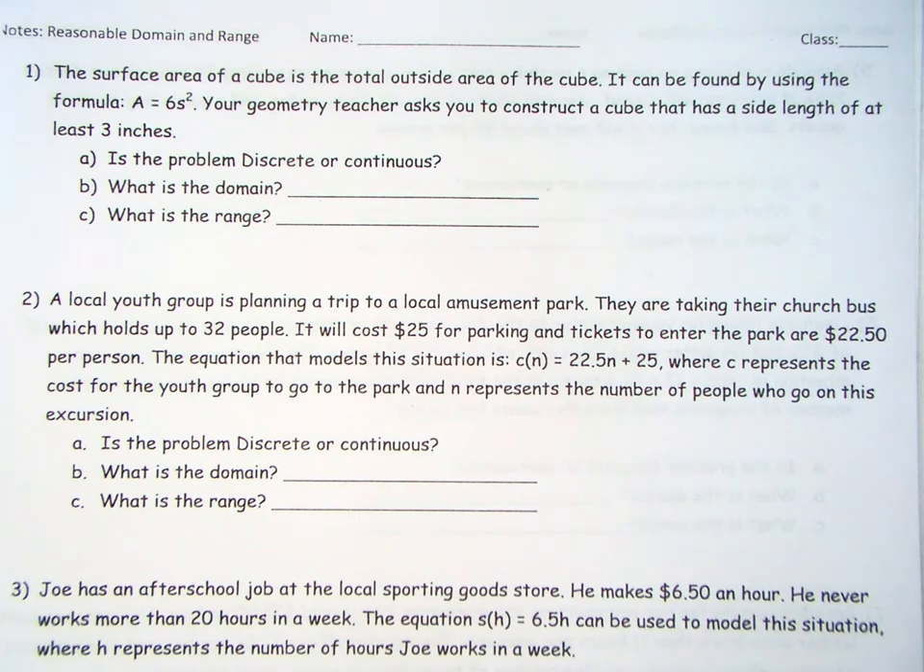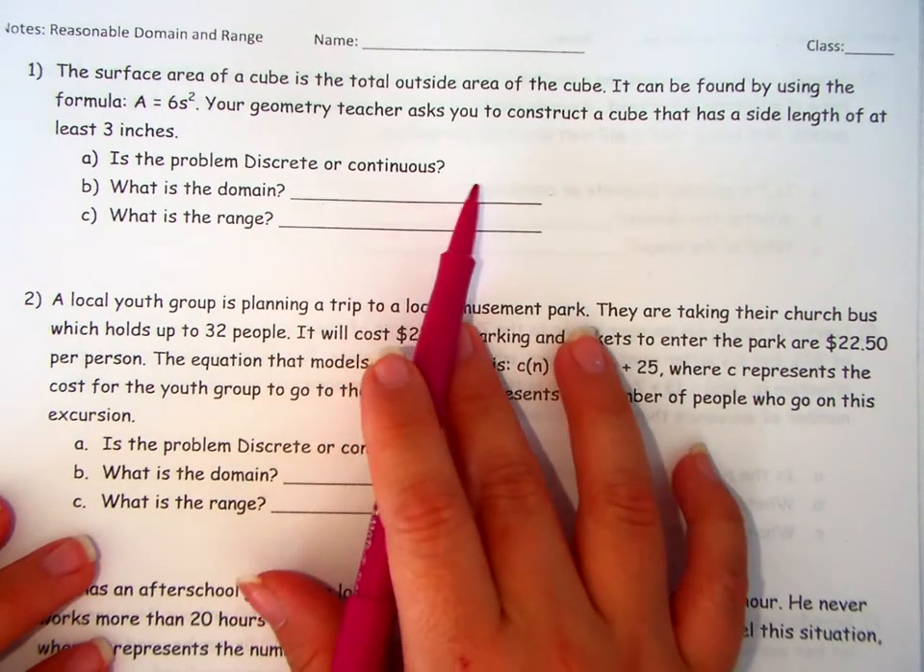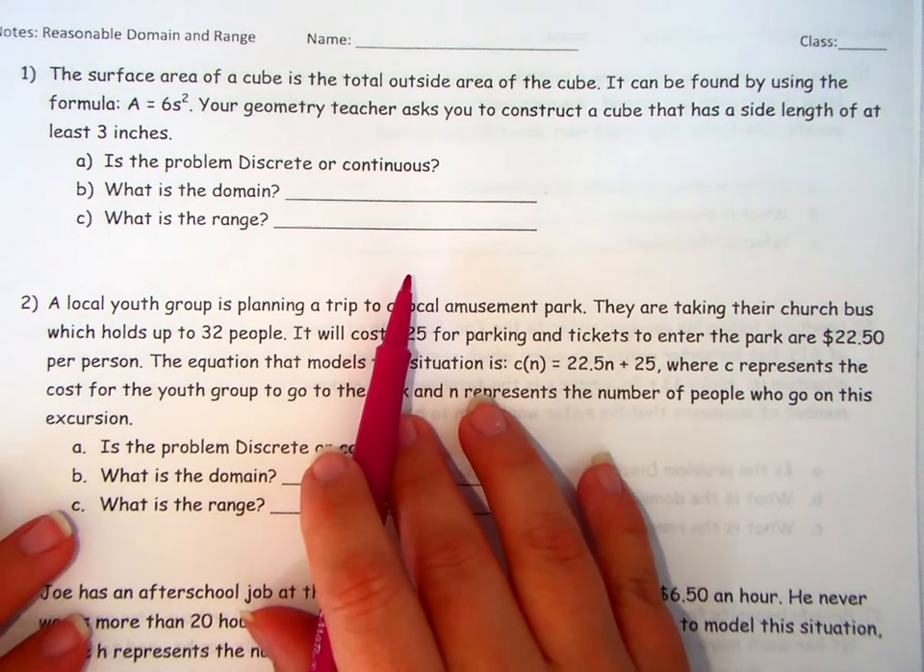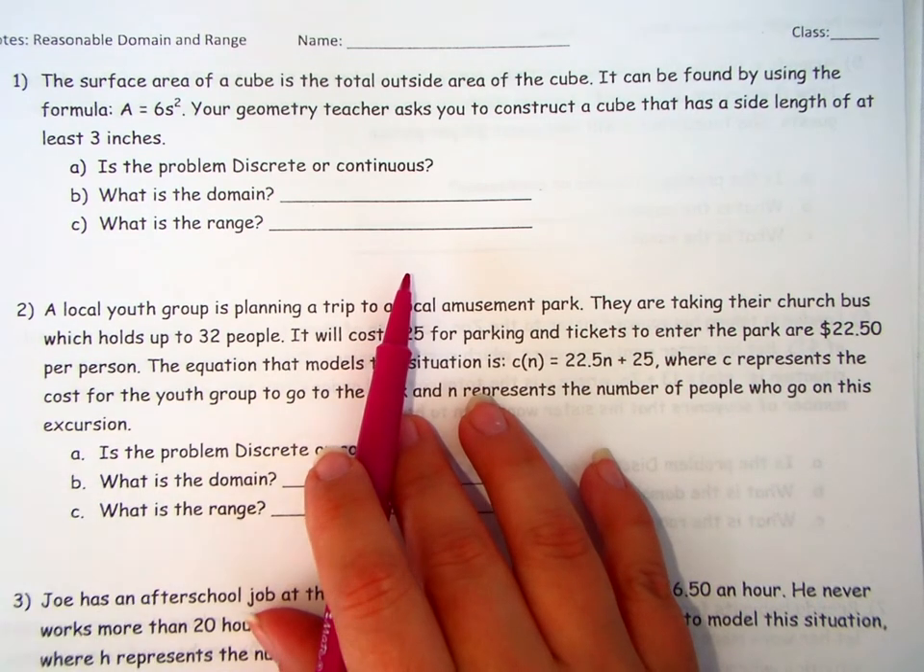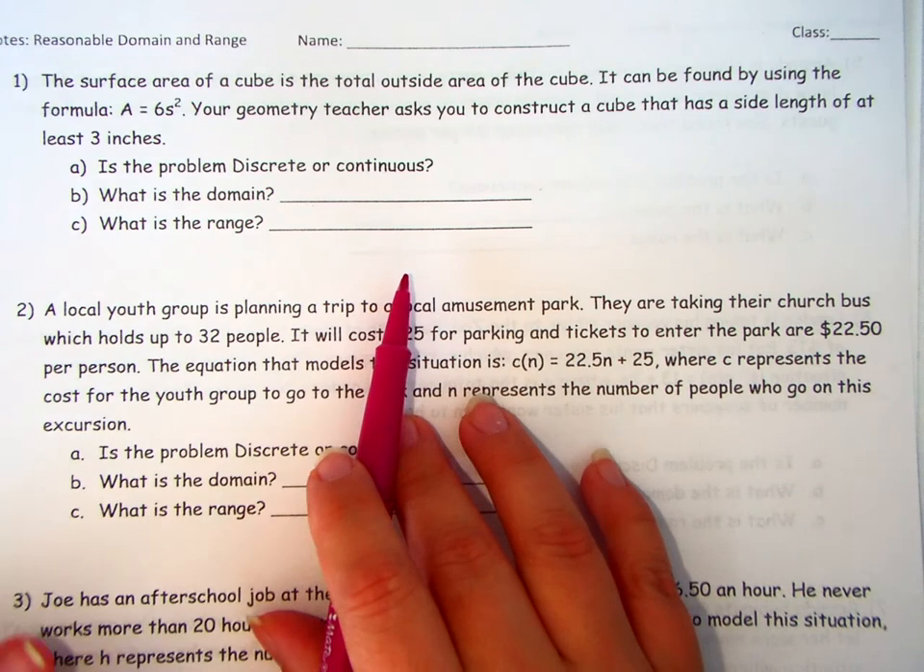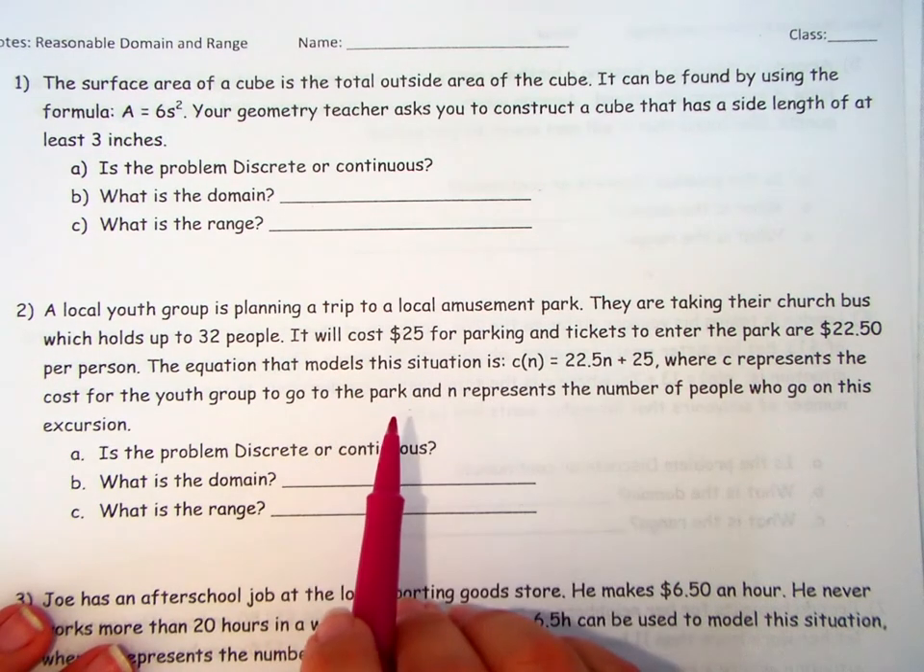The surface area of a cube is the total outside area of the cube. It can be found by using the formula A equals 6s squared. Your geometry teacher asks you to construct a cube that has a side length of at least 3 inches.